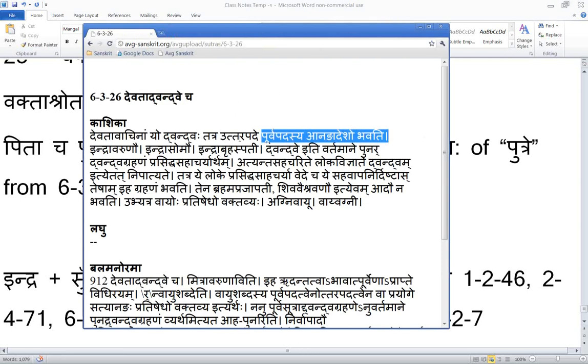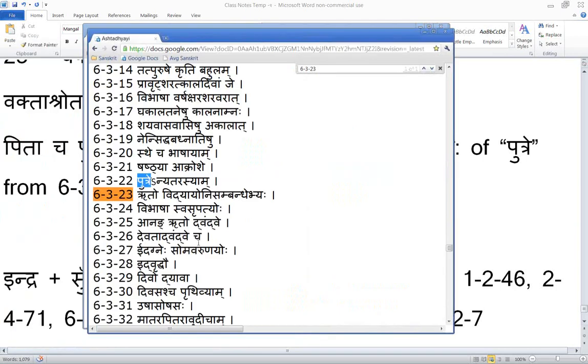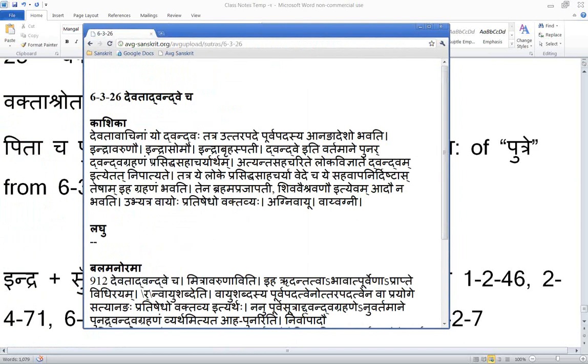Now it says it becomes Indra Somau, Indra Brahaspati. Now Dvandve iti vartamane punar dvandva grahanam. So why does Panini mention Dvandva again in this sutram? Because it says Devata Dvandve cha. So what he says is that prasiddha sahacharyartham, only those gods who are well known to go together, only for those the sutra will apply. Atyanta sahacharite loka vijñate dvandvam.